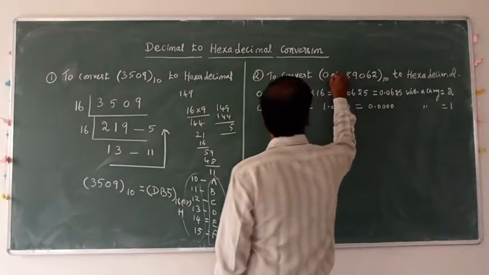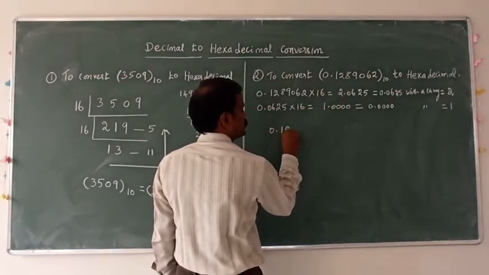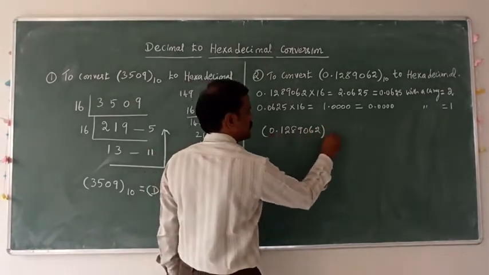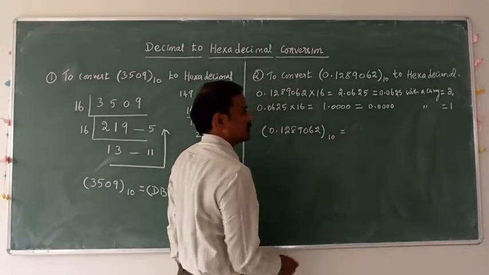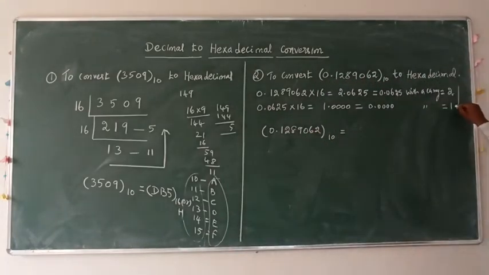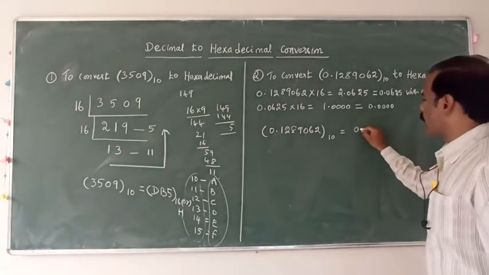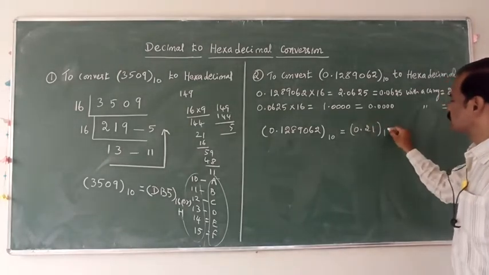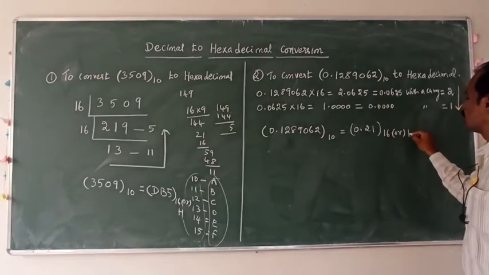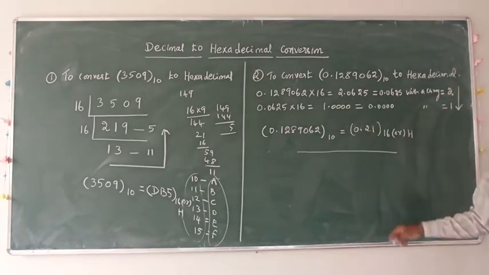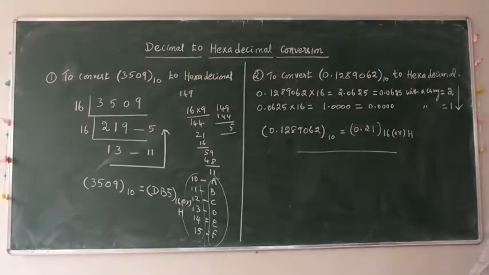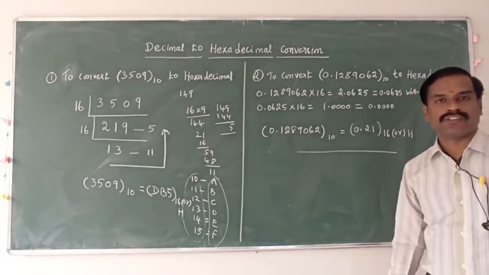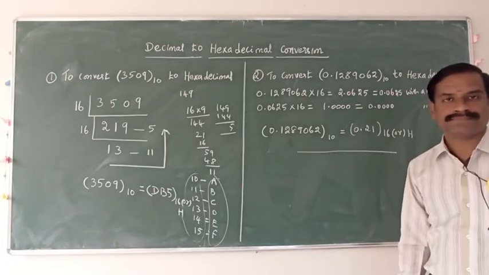And to write the result, 0.1289062 base 10 equals, we write the result from top to down. It is 0.21 within bracket 16, or H. This is the format to convert the given decimal fraction to the corresponding hexadecimal value.